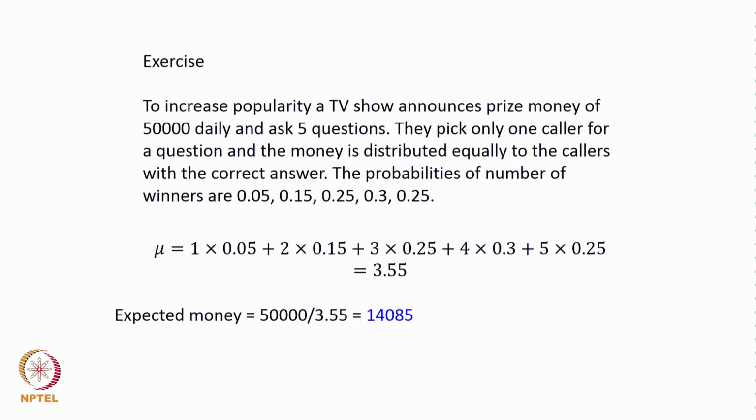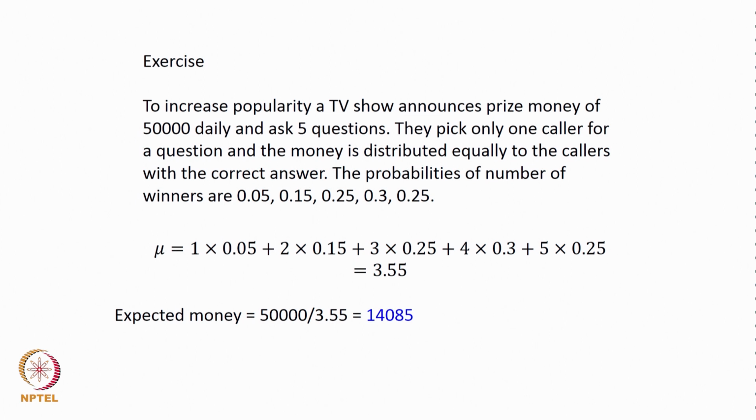Mu is equal to 1 into 0.05 plus 2 into 0.15 plus 3 into 0.25 plus 4 into 0.3 plus 5 into 0.25, which is 3.55. Expected money is 50,000 by 3.55, which is 14,085.